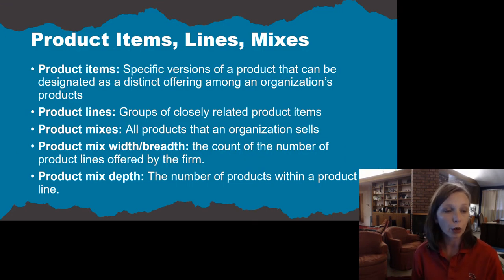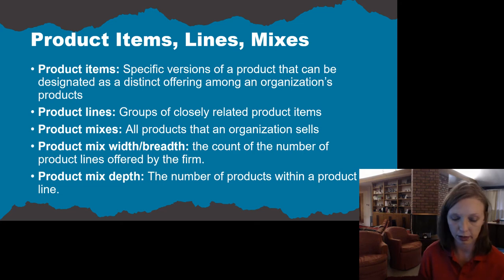A little review on product items, lines, and mixes. So a product item is a specific version of a product that can be designated as a distinct offering among an organization's products. If we're talking retail, we're talking about SKUs, so individual line items. Product lines are groups of closely related product items. Mixes are all products that the organization sells. And then the product mix width is the count of the number of product lines, and then the depth is the number of product items within a product line.